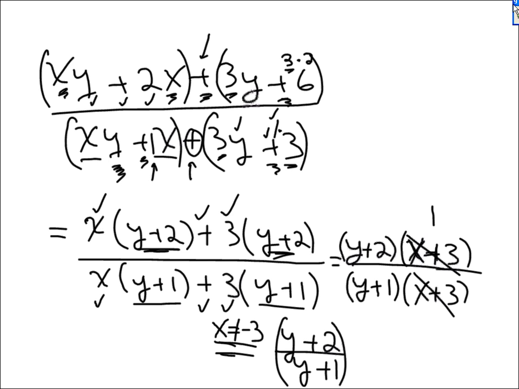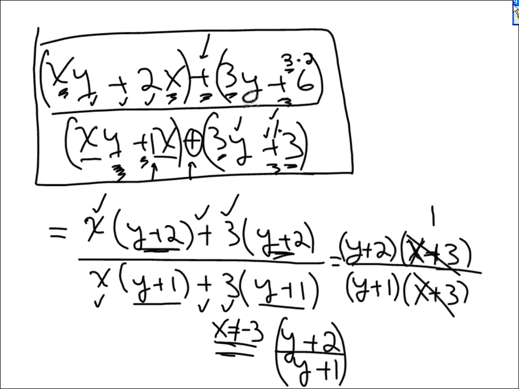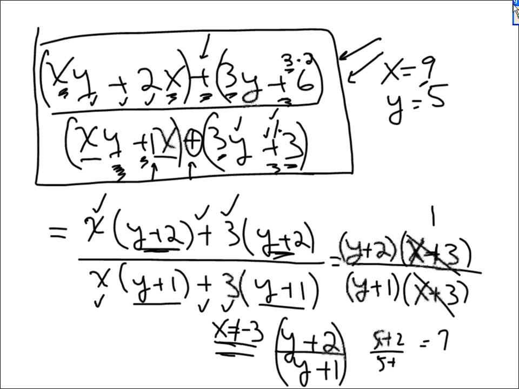So if I asked you, and here's the real case where this comes in handy, especially if you did all this work, part A is simplify, and part B says, what does this mess equal when x is 9 and y is 5? Since x is not negative 3, it's 9. I come right here. I go 5 plus 2, that's 7. 5 plus 1, that's 6. I go 7 over 6.